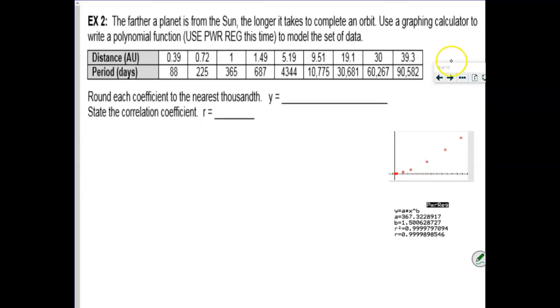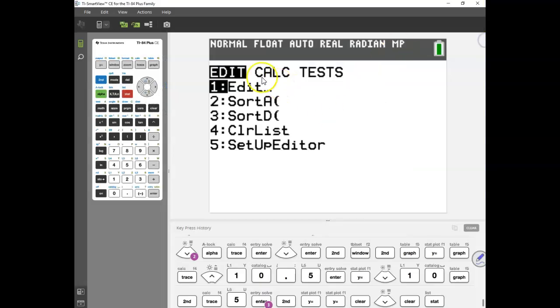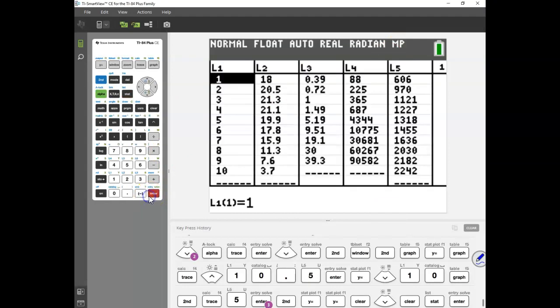All right, so now we're finally going to do one together. So I'm going to pause the video. Everybody get your data entered. You can enter them wherever you want. I'm just letting you know that my data is in list 3 and list 4 because it's already there and I'm not going to delete it. So stat, edit. You guys are entering your data wherever you felt was necessary. Mine is in list 3 and list 4.